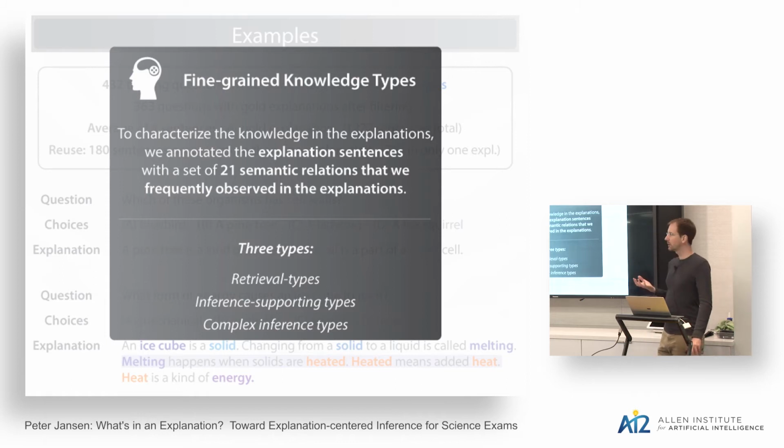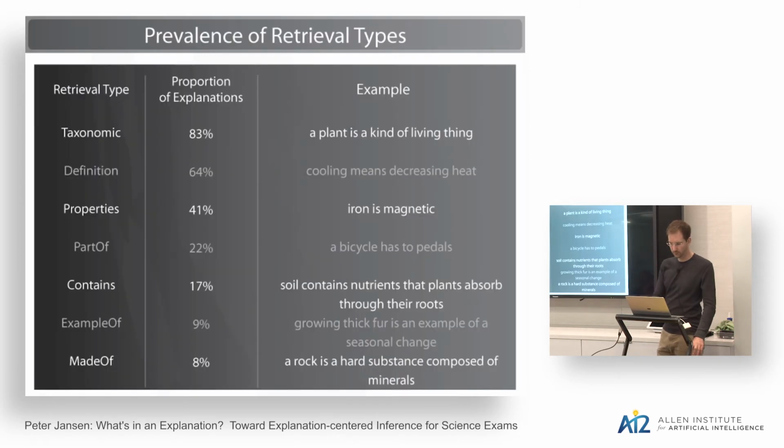So then to better characterize the knowledge and inference requirements of these explanations, we used a data-driven approach and really looked at all of the different explanation sentences and identified about 20 different common semantic relations that happen to be in them. I divide them into 3 separate types: retrieval relations, inference supporting relations, and complex inference relations. Here's a bunch of them.